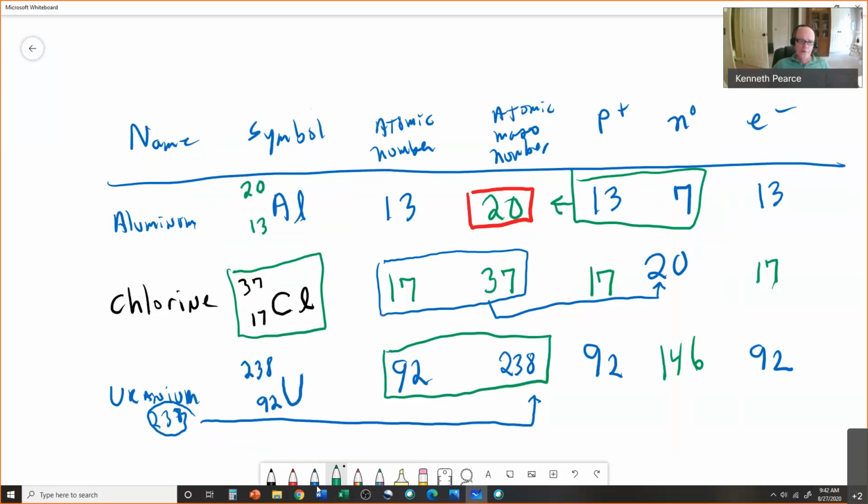Now, that's how you do it. That's how you do the atomic symbols, and that's how you're able to look at these symbols to get the number of protons, the number of electrons, the number of neutrons, write down the symbol, and so forth, and be able to fill out that table. All right.